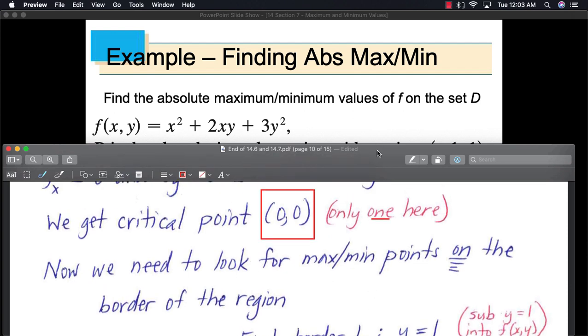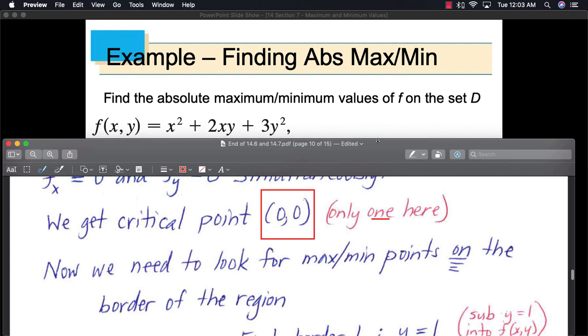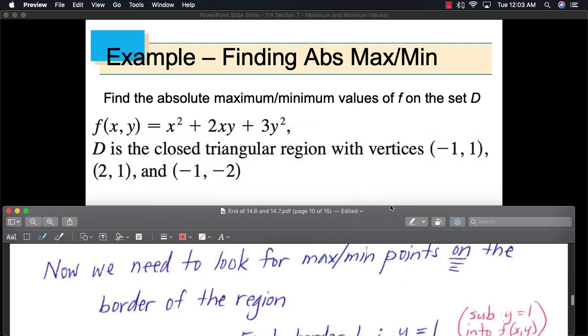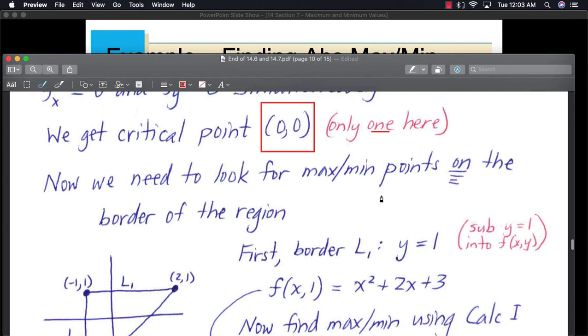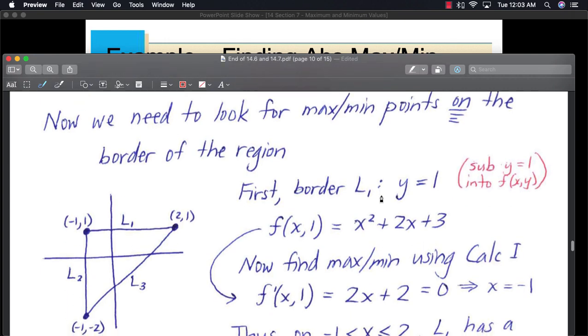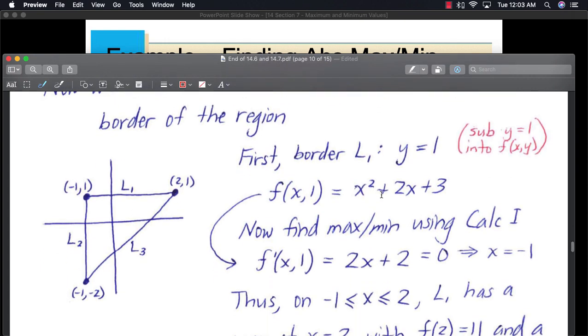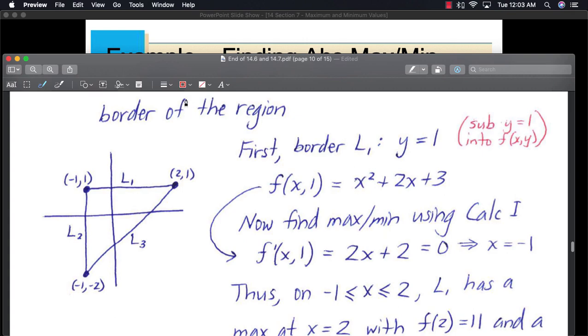So the easy part's done. Now, and again, I hope you guys have this written down. The next part is we need to go ahead and check the region itself. So here I'm going to go ahead and actually draw the picture for you guys. And I know there's a lot of verbiage up here, so I'll just go through this as best I can.